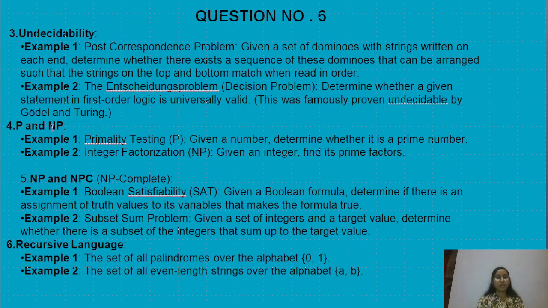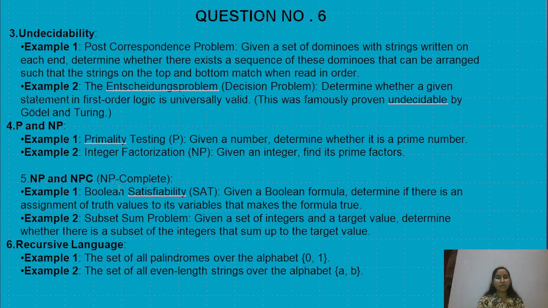P and NP. Example number 1 is primality testing, in which we are given a number and we have to determine whether it is a prime number or not. Then integer factorization, NP. In this we are given a number and we have to find its prime factors.